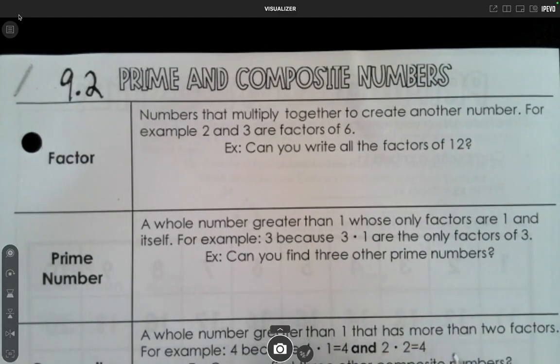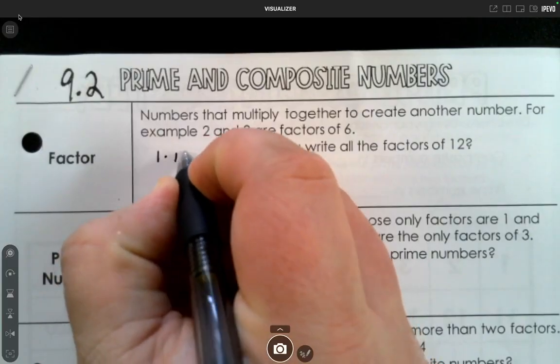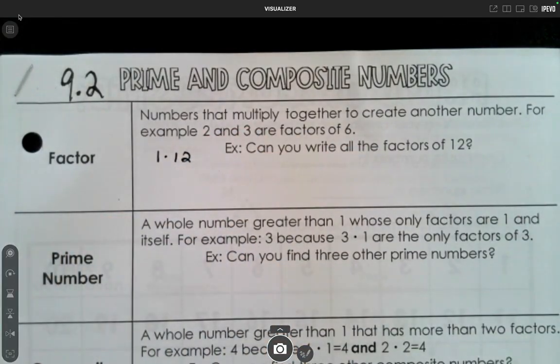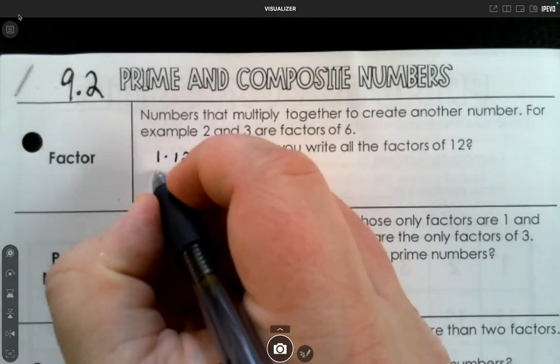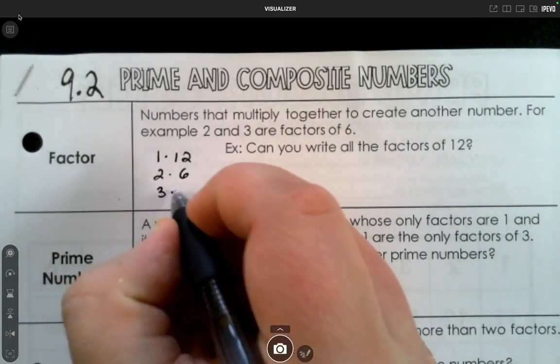One easy way to do it, in my opinion, is just to show what numbers would multiply, and we're just dealing with whole numbers and only positive numbers. Can you write all the numbers that multiply to equal 12? I always recommend you just start with number 1. So 1 times 12 equals 12. 2 times 6 equals 12. And there's 3 times 4 equals 12.